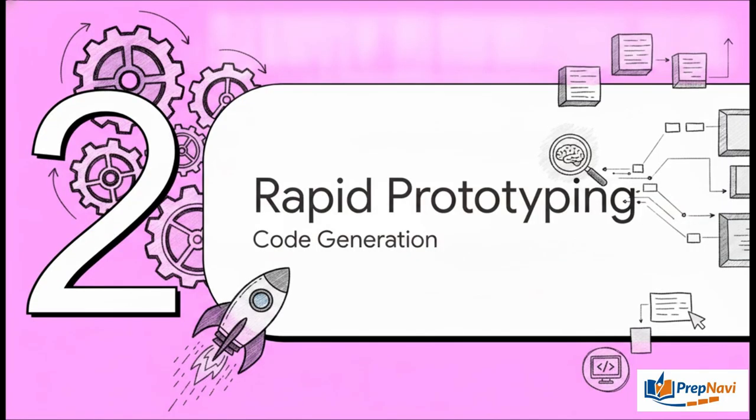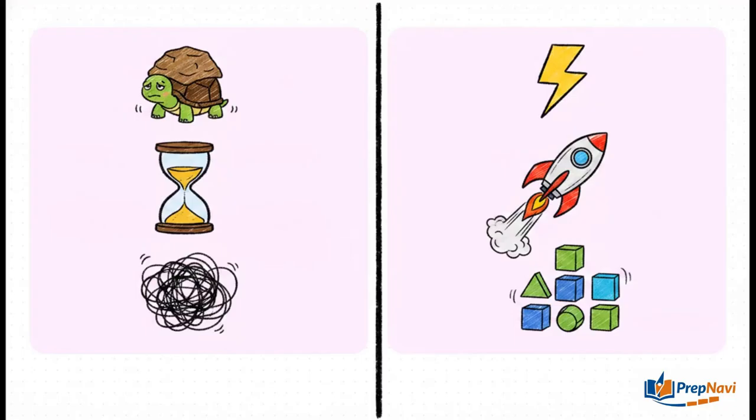Moving right along to Section 2, rapid prototyping and generation. When we zoom in on those early foundational stages of building, we are looking at a massive paradigm shift. Traditional manual coding? It's kind of like building a house with a handsaw. You map out the logic, write the boilerplate, wrestle with the syntax, and hours, sometimes days pass just trying to get a basic framework up and running.